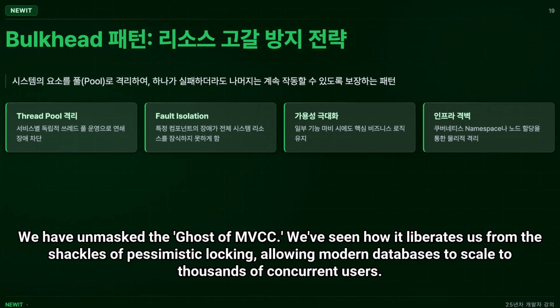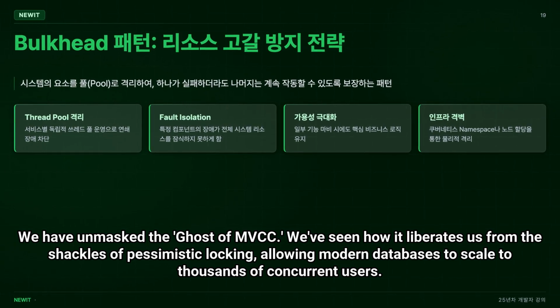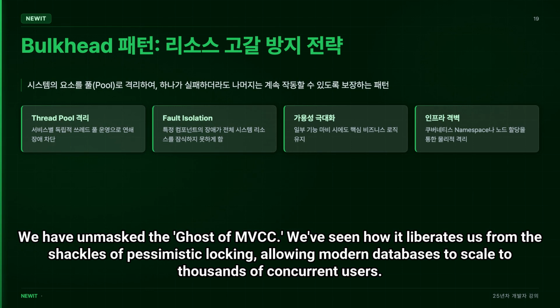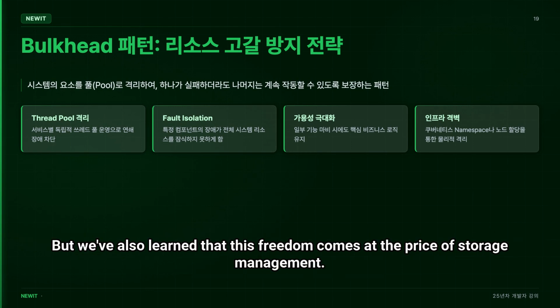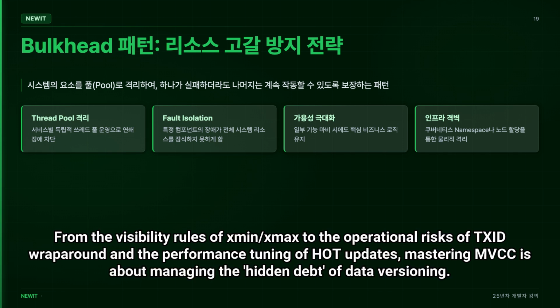We have unmasked the ghost of MVCC. We've seen how it liberates us from the shackles of pessimistic locking, allowing modern databases to scale to thousands of concurrent users. But we've also learned that this freedom comes at the price of storage management. From the visibility rules of XMAX to the operational risks of TXID wraparound and the performance tuning of HOT updates, mastering MVCC is about managing the hidden depth of data versioning.